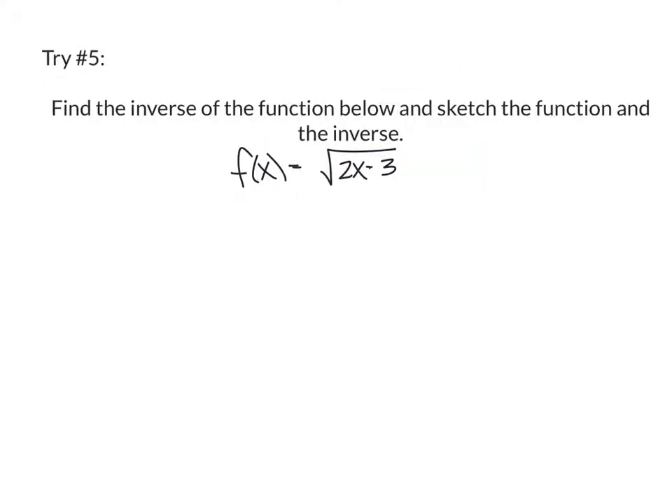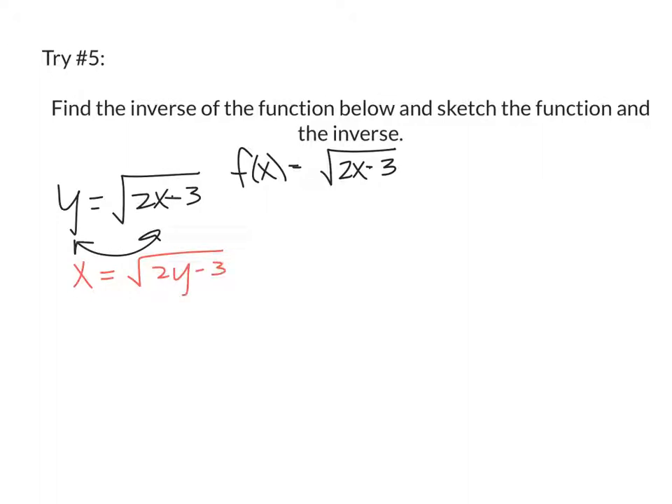All right, so again, we're going to find the inverse, and then we're going to sketch this one this time. So again, we're going to switch it. The original says y equals the square root of 2x minus 3. We're going to switch x and y, so we get x equals the square root of 2y minus 3. To get that by itself, we need to square both sides. So you're going to get x squared equal to 2y minus 3, because the square and square root cancel.